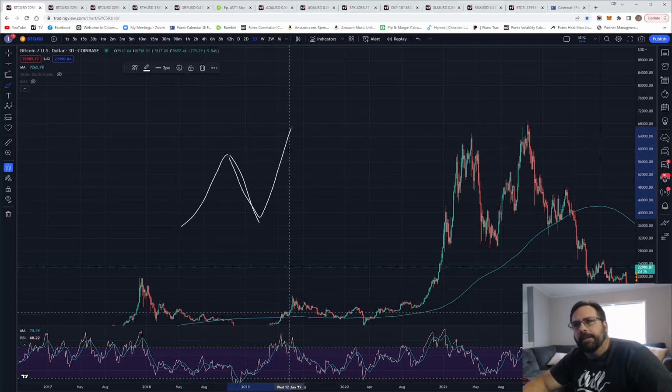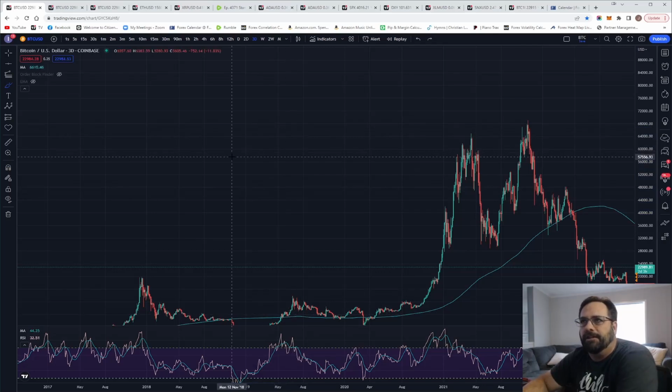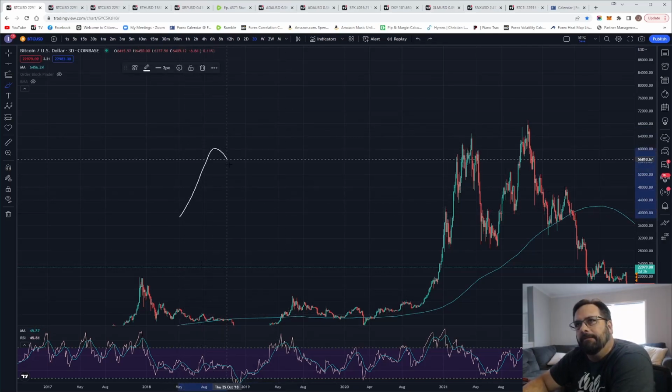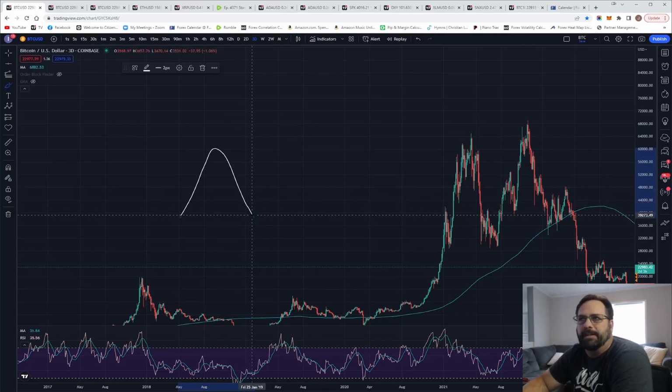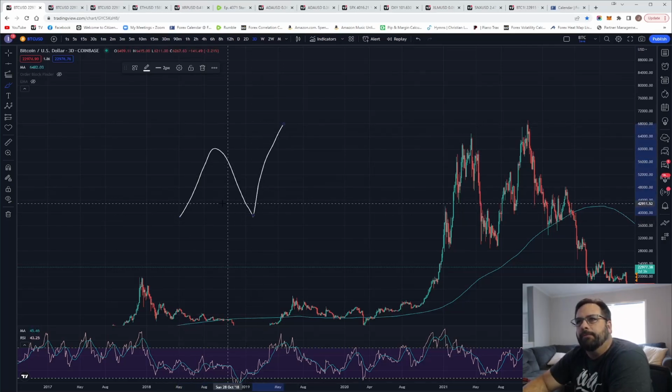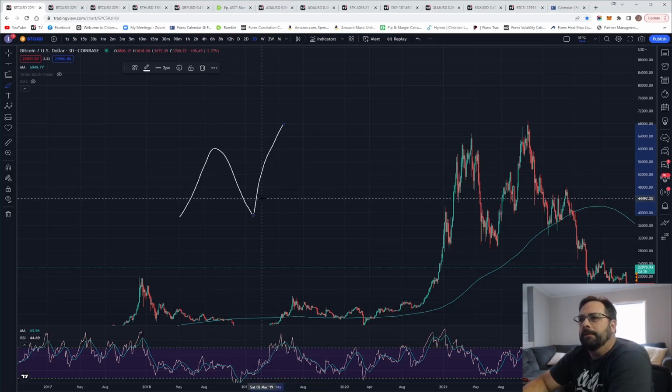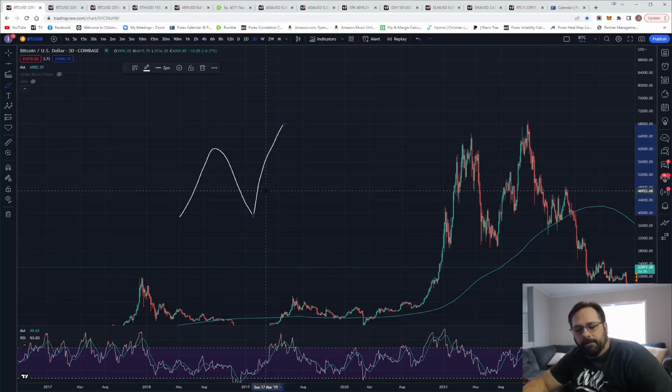Now, what's interesting about flats is that there are 3 different versions of it. One of them is a regular flat, where you have an A wave with a retrace by the B wave of 90% to 100%, but it doesn't break the low. And then you'll get the C wave, and that would be an example of a flat correction. Now that's a regular flat correction.